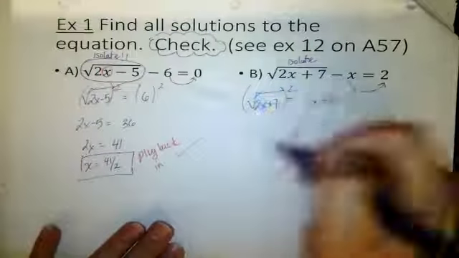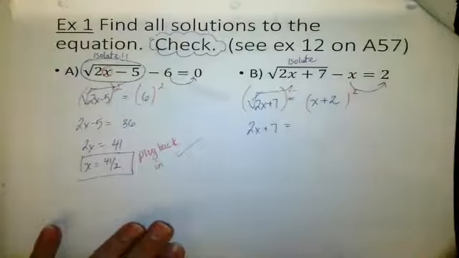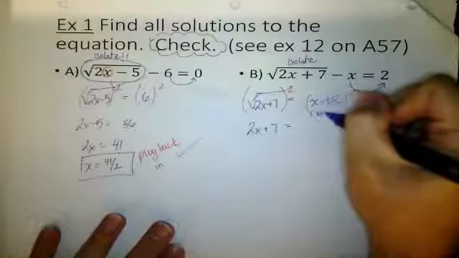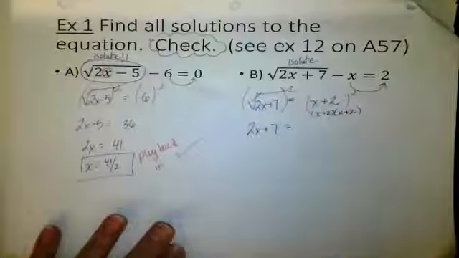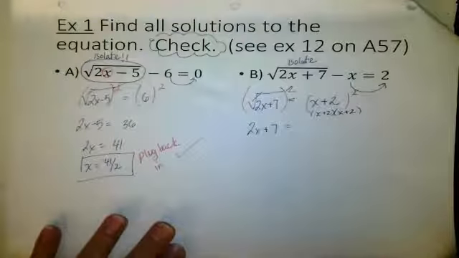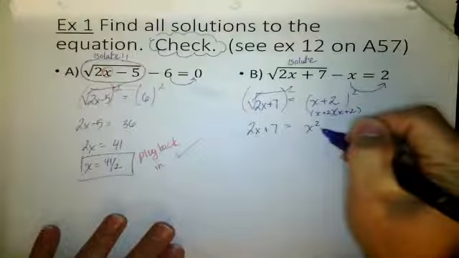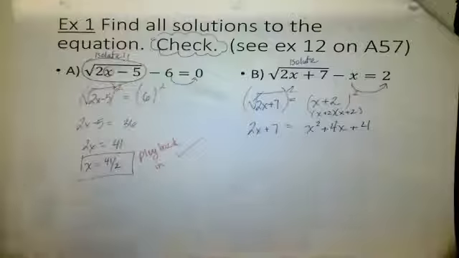The square root squared cancels out, leaving the 2x plus 7. What do you get on the right-hand side? X plus 2 quantity squared. Good. X squared plus 4x plus 4. Remember, this is x plus 2 times the quantity x plus 2. You need to write it out 2 times. Fantastic. Make sure you multiply it correctly. We would get x squared plus 2x plus 2x, which is 4x, and then plus 4.